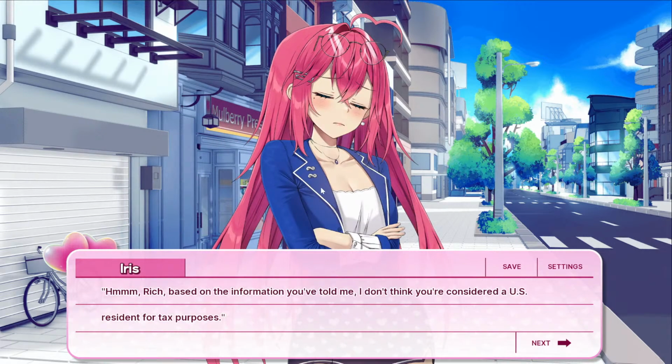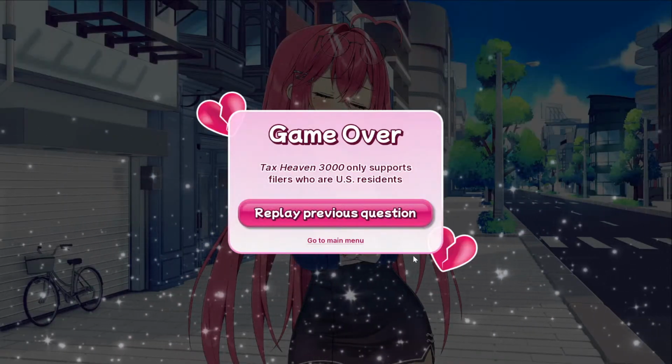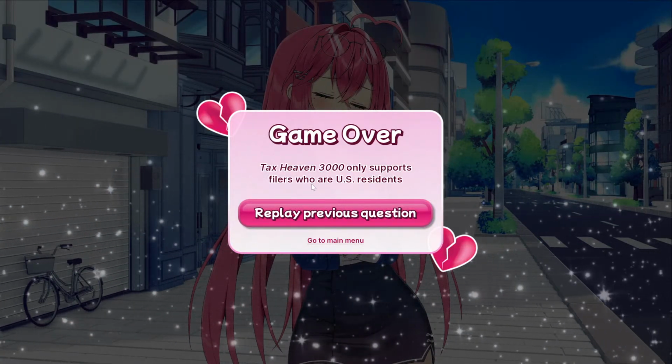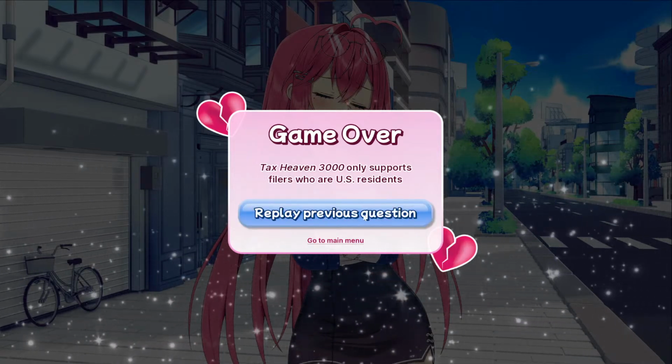Rich, based on information you told me, I don't think you're considered a U.S. resident for tax purposes. Damn it. I see. That means you're not a resident of the U.S., so we're not eligible. Rich, I think you're kind of cute, but I don't think I can do long distance right now. Maybe it's better we just go our separate ways. Only supports filers who are U.S. residents.